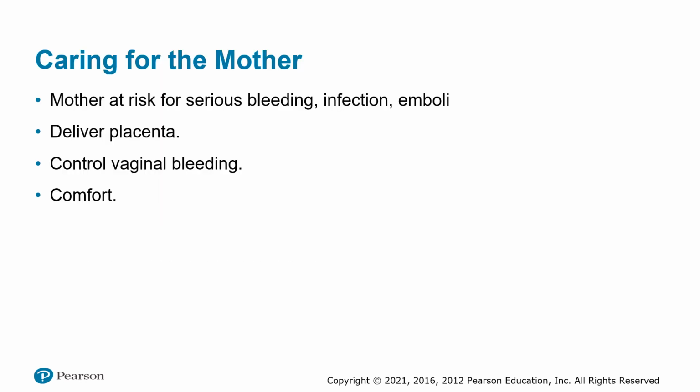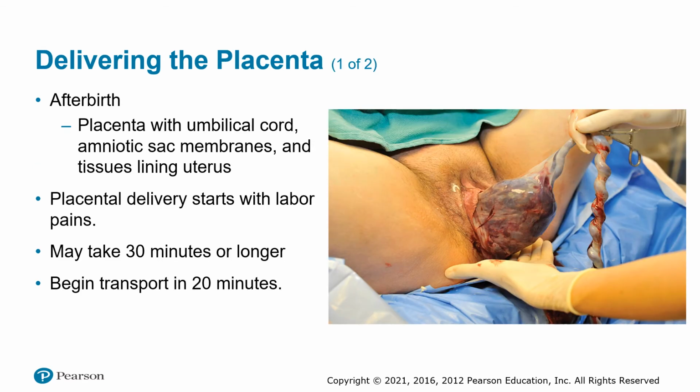So care after delivery, we're going to care for mom. We're going to assess risk for serious bleeding, infection, and emboli. Deliver the placenta and control any kind of vaginal bleeding. And then comfort mom. When we deliver the placenta, this is after birth. That includes the placenta, the umbilical cord, the amniotic sac, membranes, and the tissue lining of the uterus. Placental delivery starts with labor pains. It can take up to 30 minutes or longer, and then we're going to just transport in 20 minutes.